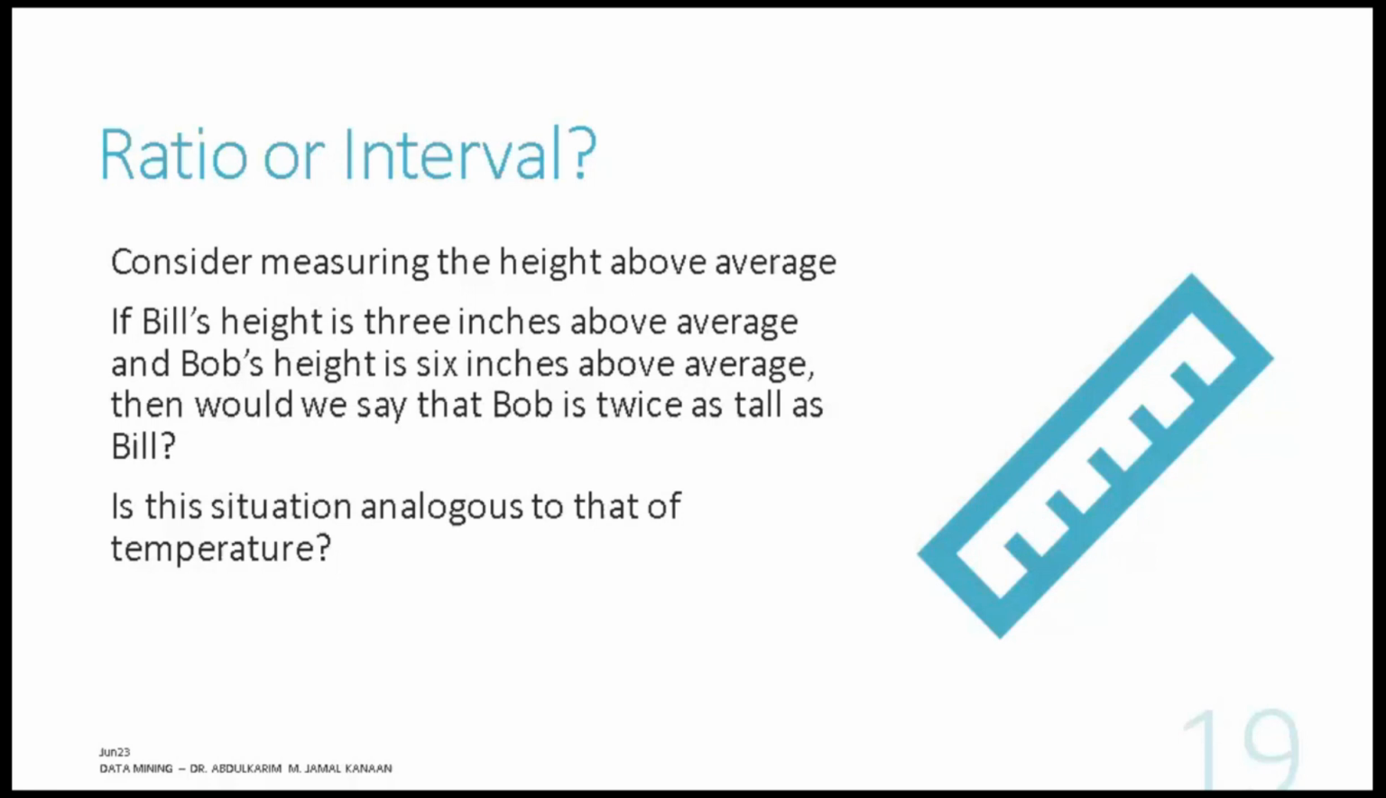Same idea here, we're talking about height. Height has a true zero. So we can say, for example, Bob is twice as tall as Bill. That means Bob's height equals the height of Bill multiplied by 2, correct? So multiplication means you can do ratio. If multiplication were meaningless, which is not the case here, then we should say that this is interval. But anyway, for height, age, all of these scales or measures preserve the true zero. So we can say these are ratio.